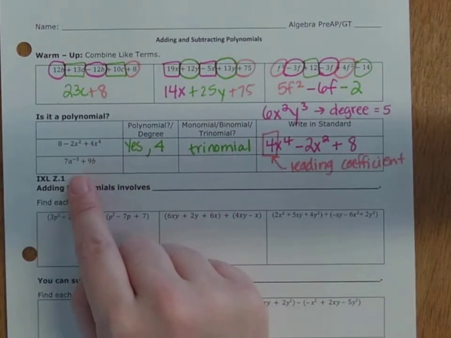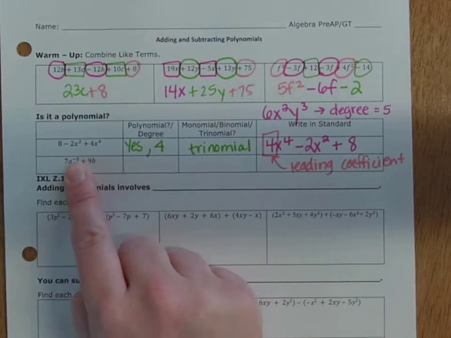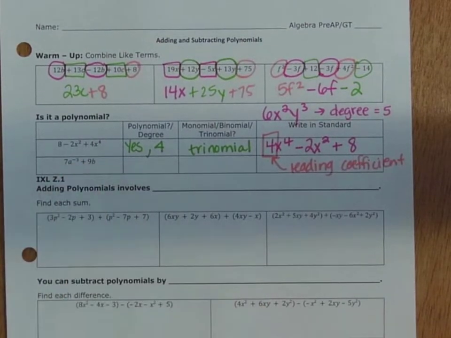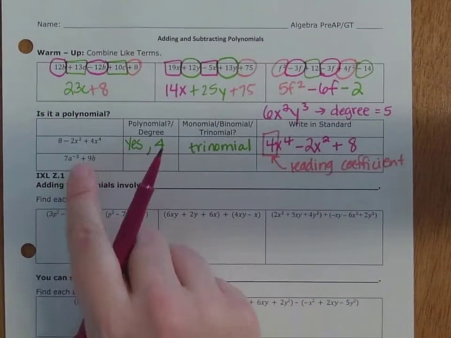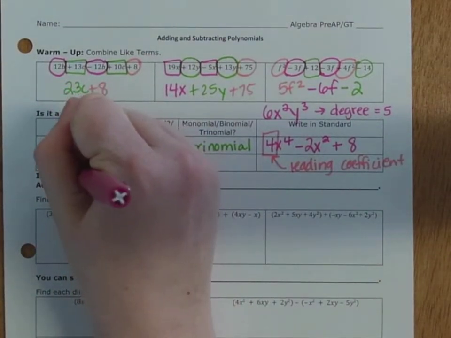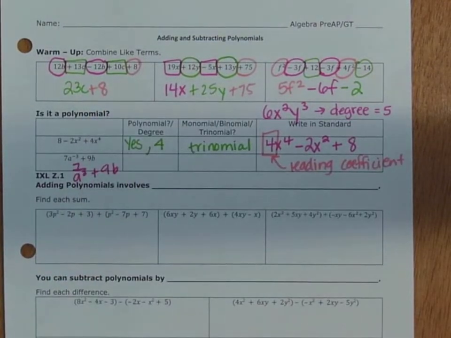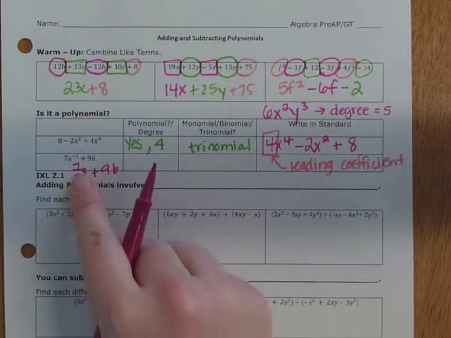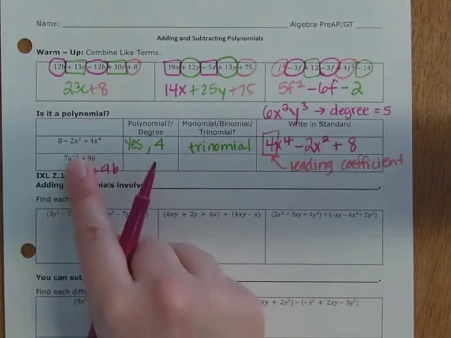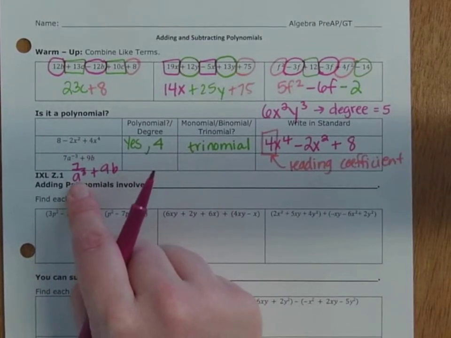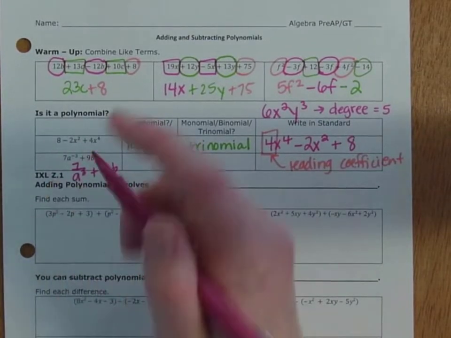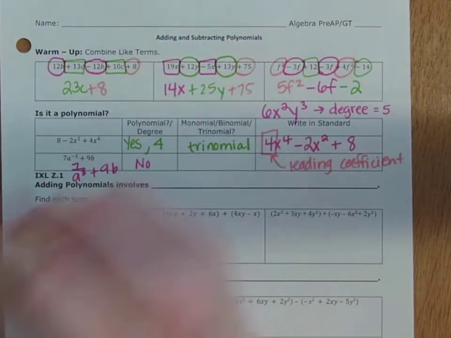So this one right here is not a polynomial because, what do we see here? A negative exponent. And because that's a negative exponent, this would be 7 over a to the third plus 9b. And because this is the quotient of two monomials. So this is not a polynomial.